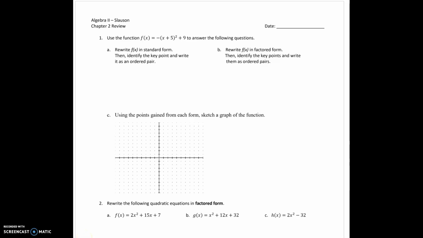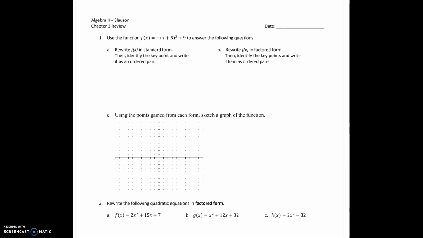Okay, this is Mrs. Slauson, and this is the Chapter 2 review. You will be needing your graphing calculator. It's always good to refer back to your notes. Because of the format that I'm using, I will not be able to show you the graphing calculator parts to it, but I'll kind of explain what I'm doing. I will also not be doing the entire review, just some of it.